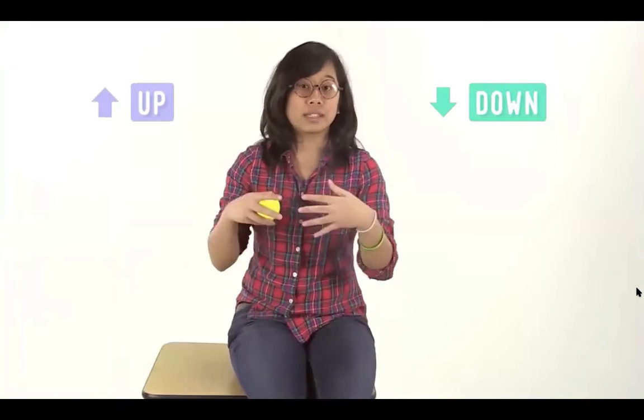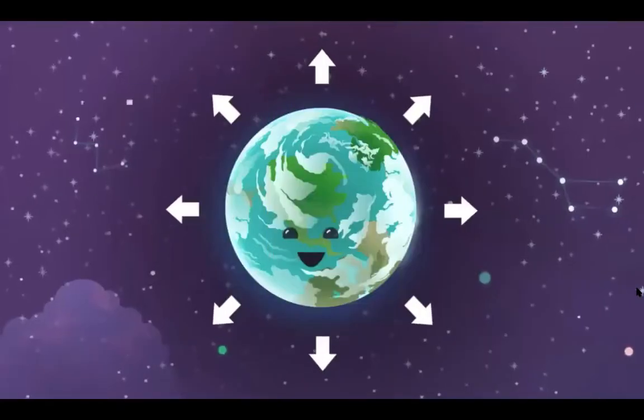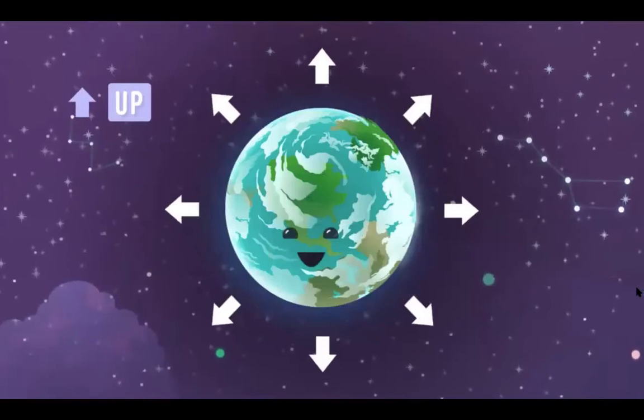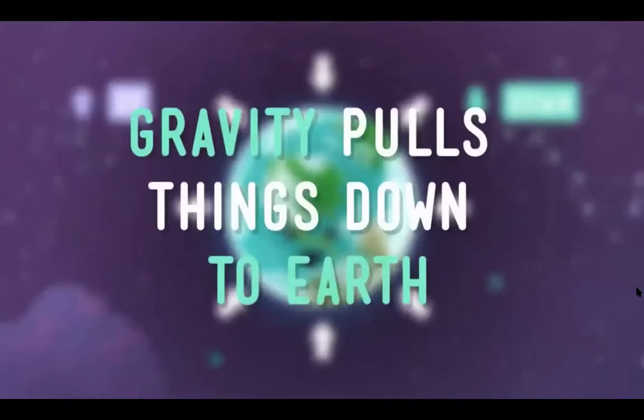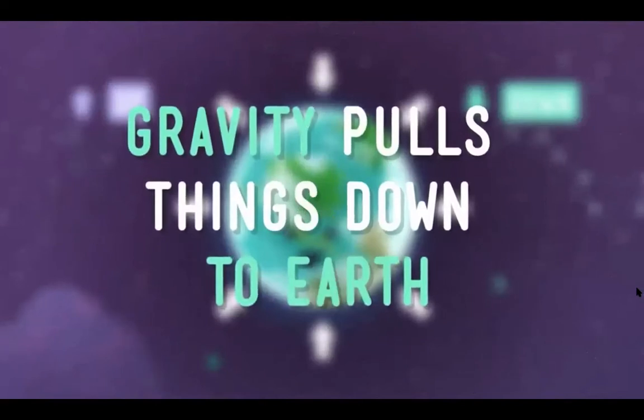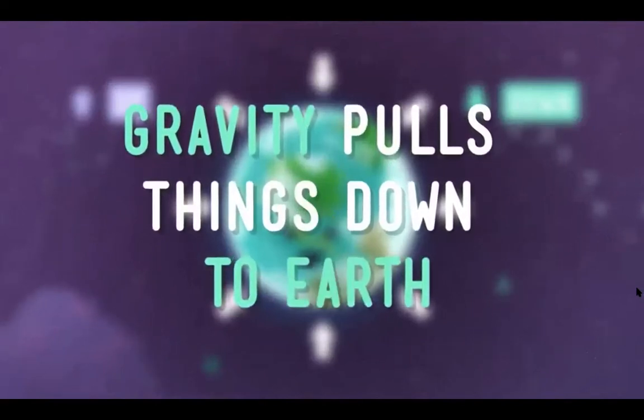When we talk about gravity and we say things like up or down, we don't mean those things in the sense that you're used to. In this case, up just means away from the Earth, and down means toward it. So when you hear people say gravity pulls things down to Earth, they really mean that gravity pulls things toward the Earth. Now think of it this way.